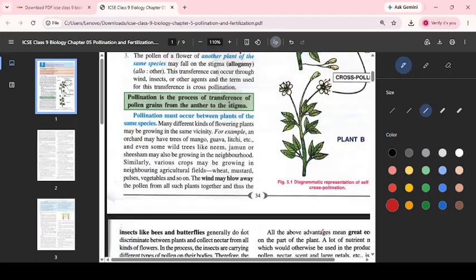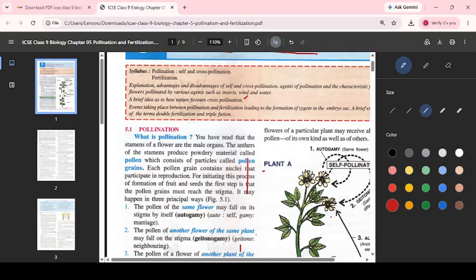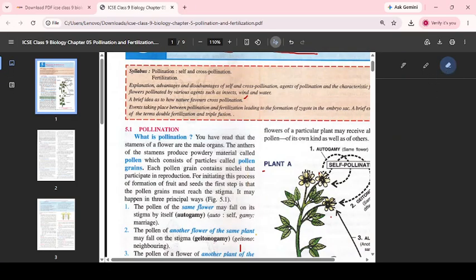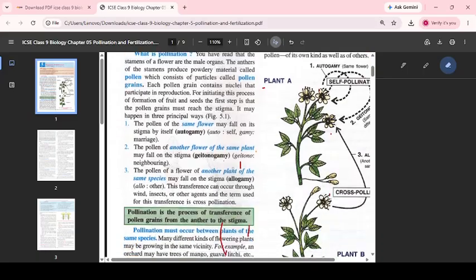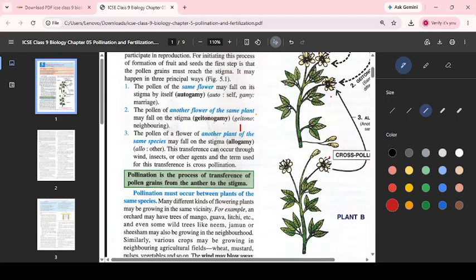Let's move to the next topic. What is pollination? When we talk about pollination, it's the basic process which is given here in the definition. That process of transfer of pollen grain from anther to stigma of a flower is called as what? Pollination. So in pollination there are two types depending upon the diagram. You can see over here the diagram is given. Two different twigs are given.